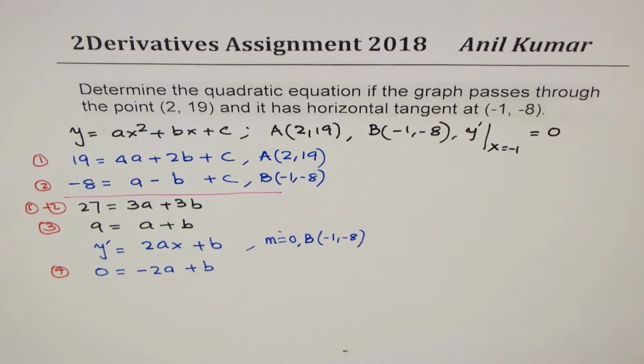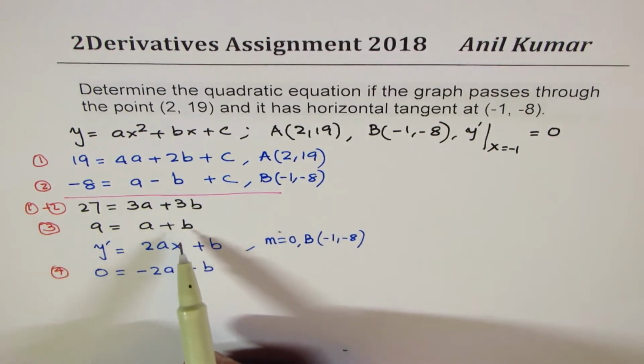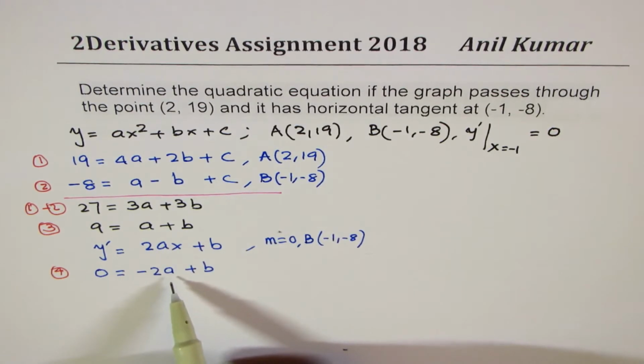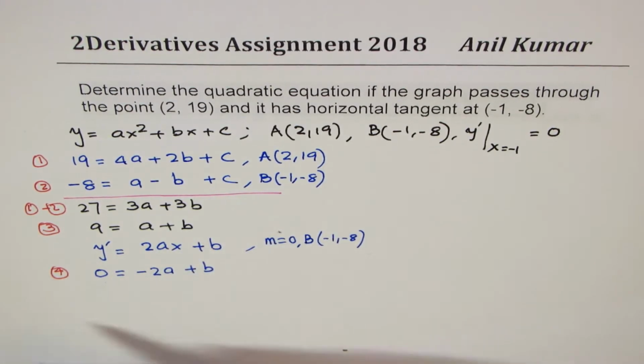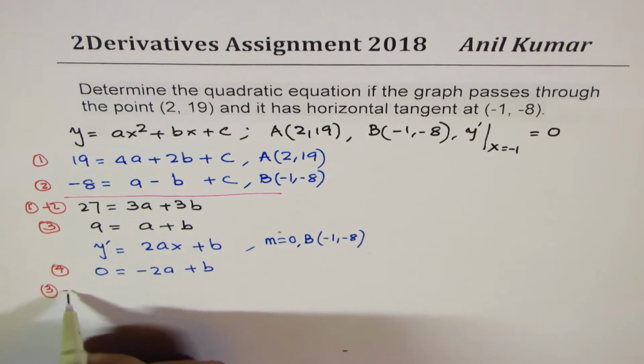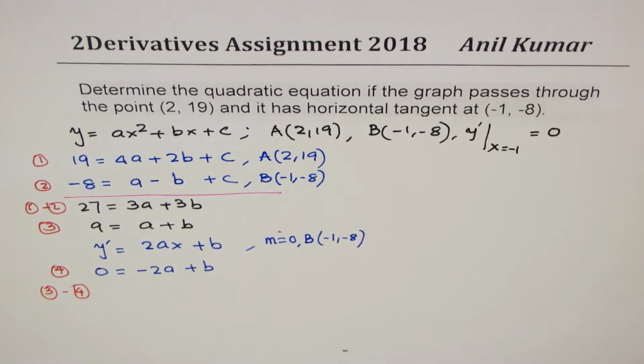That is how we can slowly solve for a, b, and c. Now, how do we eliminate? We can do equation 3 take away equation 4, so we can eliminate b. So we do equation 3 take away equation 4. What do we get?